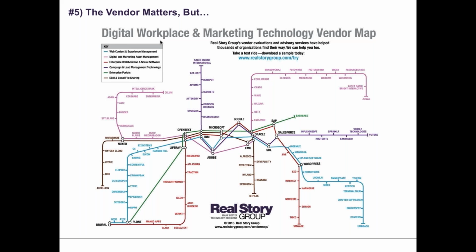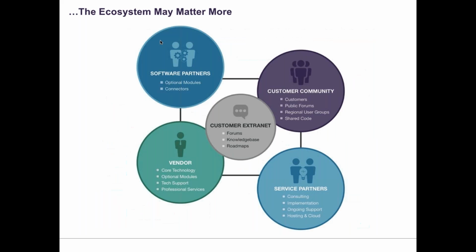And of course, you do want to focus on the technology and its fit for you, and that's what our Real Quadrant application helps you do. But the other key piece to this is it's not just the vendor, it's not just the stop on the subway line, it's sort of what's around that stop. You know, what does the ecosystem look like? Yeah, software partners, but even more so the customer community and the service community.